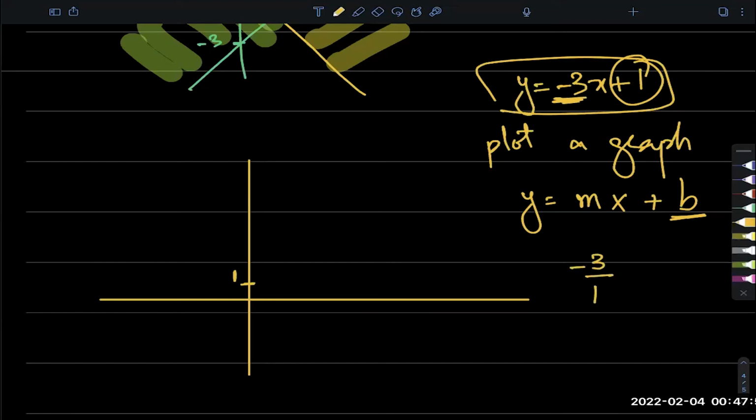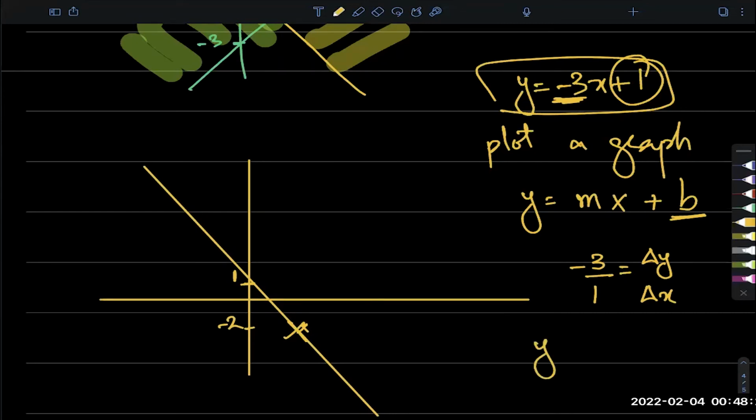So think of it like this. Minus 3 is the change in y and 1 is the change in x. I know slope, yeah. I know rise over run. Okay. So that means I'm going down 3 steps if I go right 1 step. So if I go 1 step right, I'm going to go down to minus 2, right? Yeah. That makes sense. So then I can join this point with this point, and that's basically my line, my equation.